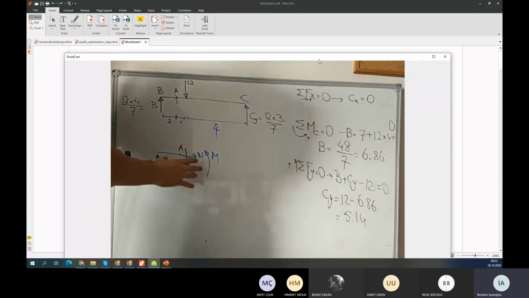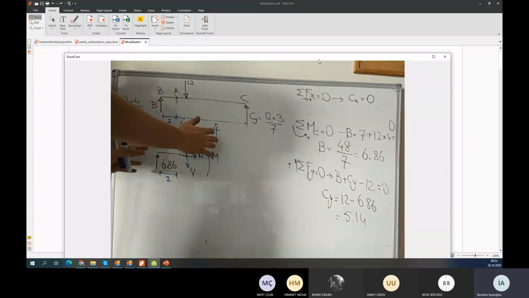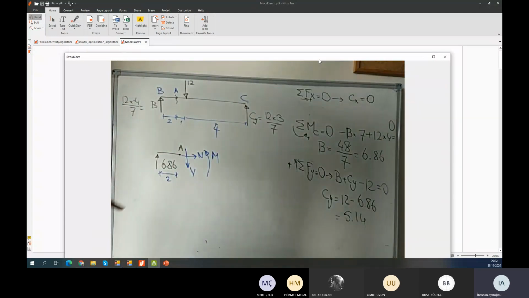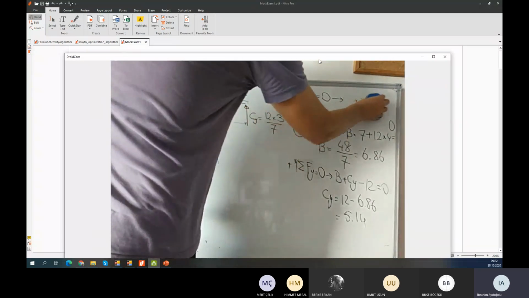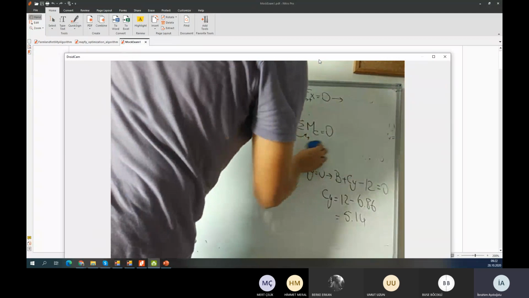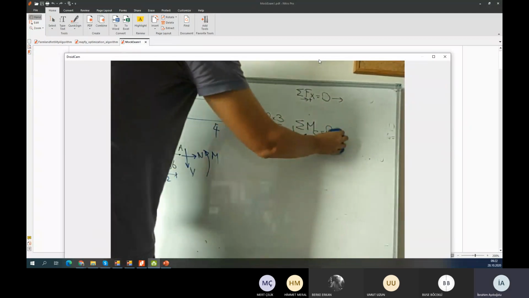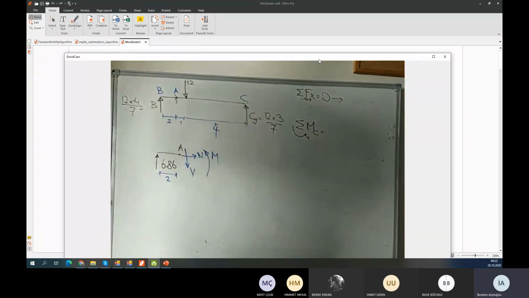So again, this is the system. For this system, we have 3 equations: sigma Fx equal to 0, sigma Fy equal to 0, and at any point I prefer, moment at A, point A, the moment at point A is equal to 0. I can use these terms in here. First of all, I want to start with sigma Fx.